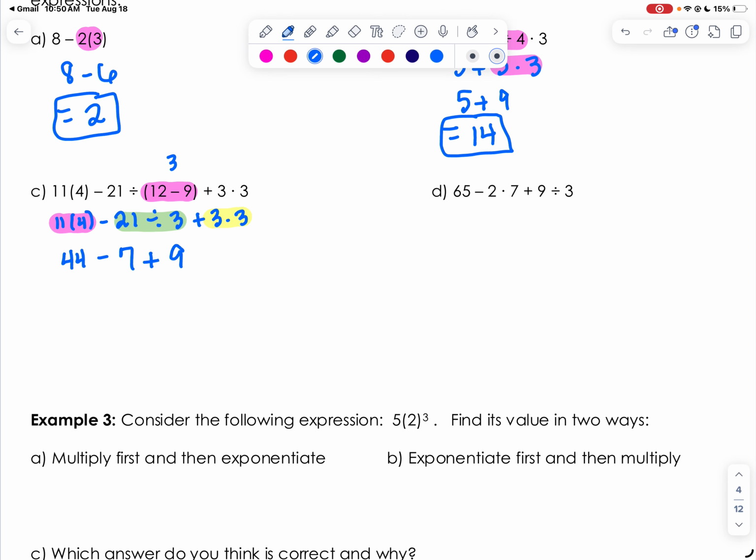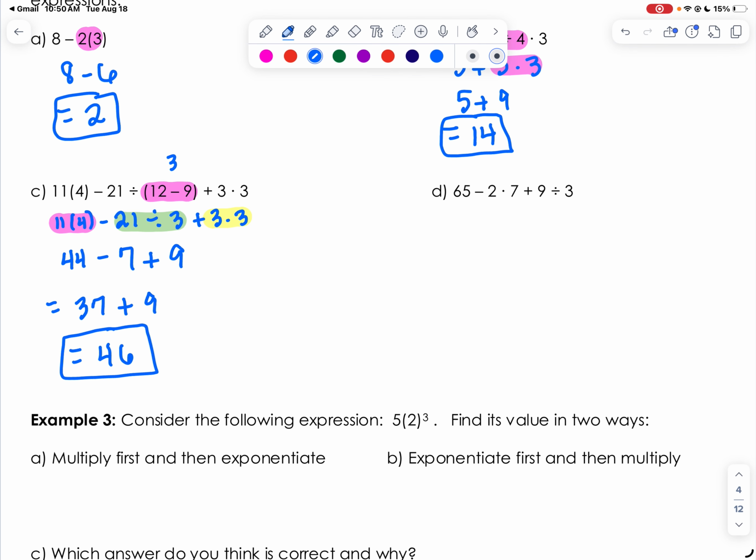Now all we have left is subtraction and addition. So we'll do those in order from left to right. So 44 minus 7 will give me 37 and then plus 9. And 37 plus 9 would give me 46. All right, pause the video and try problem D on your own. When you're ready to check your answer, press play.